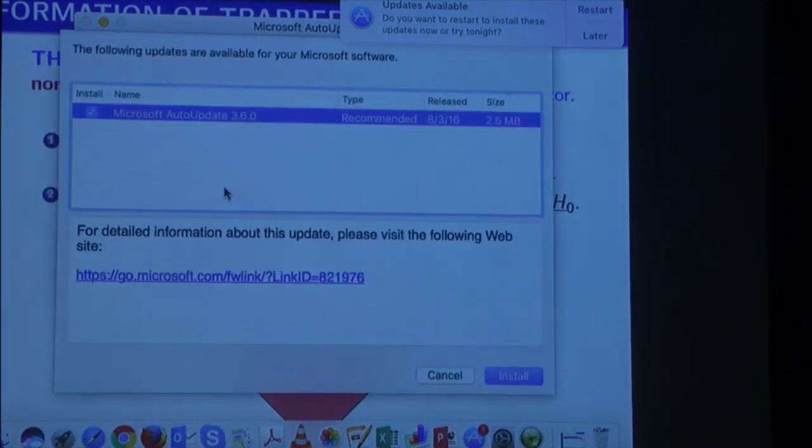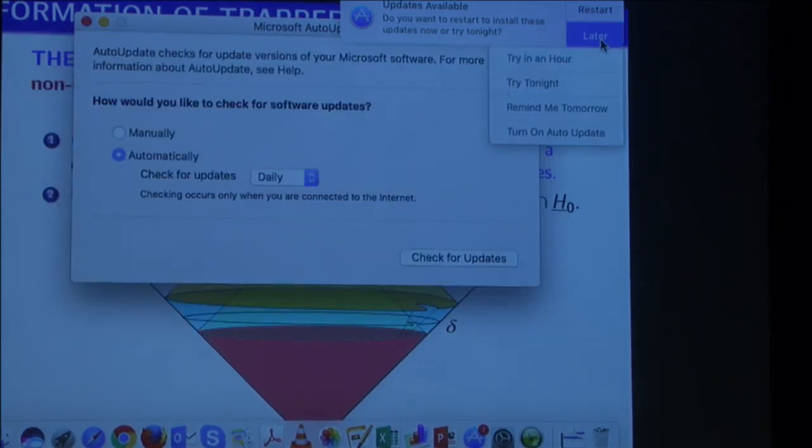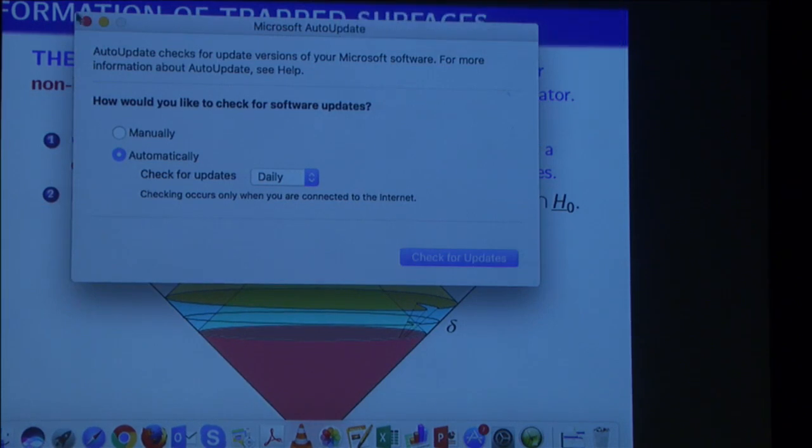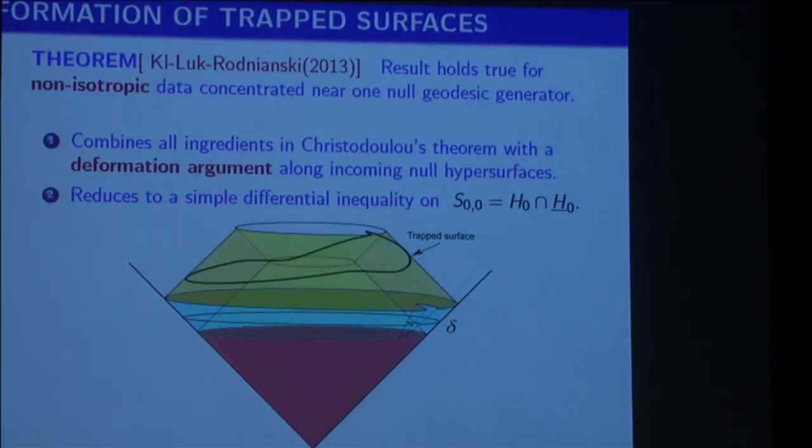Oops. Maybe this shows me that it's time to end. Cancel. I did cancel, okay. How do I cancel? Cancel. I don't want to do it now. This is the problem with my question. Ah, very good. There's nothing to do with trapped surfaces, I hope.